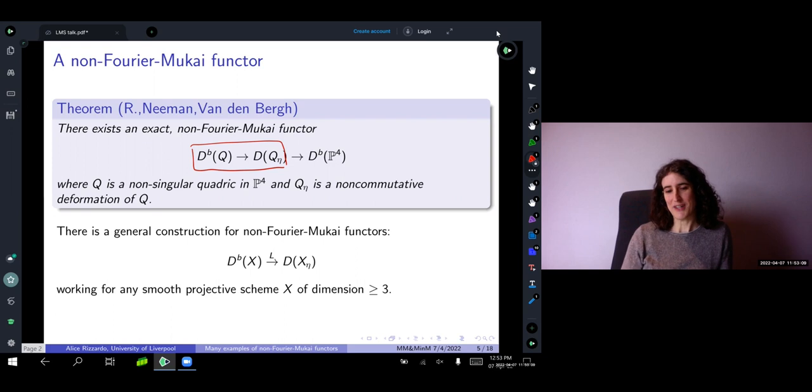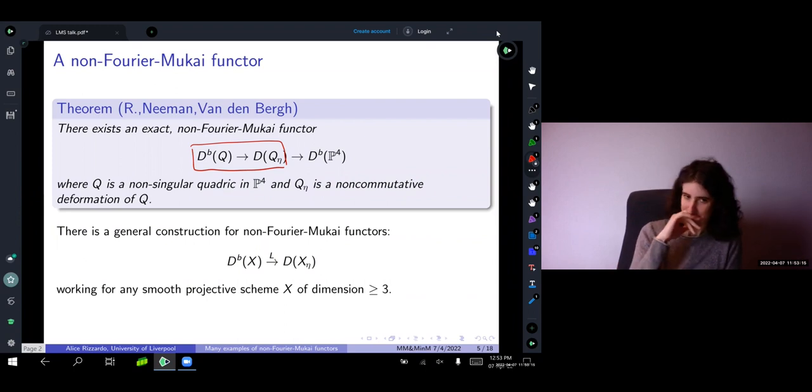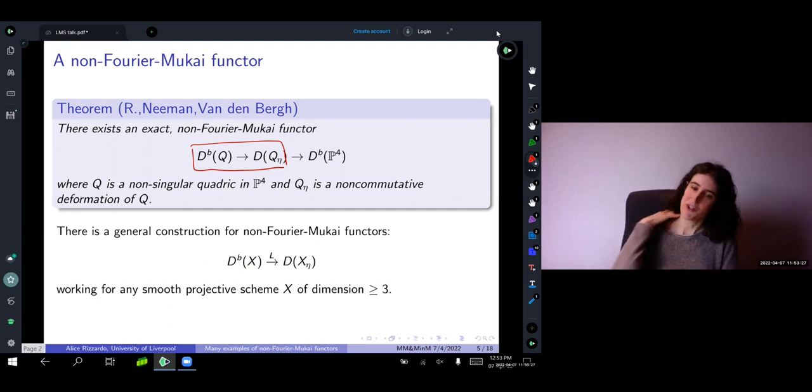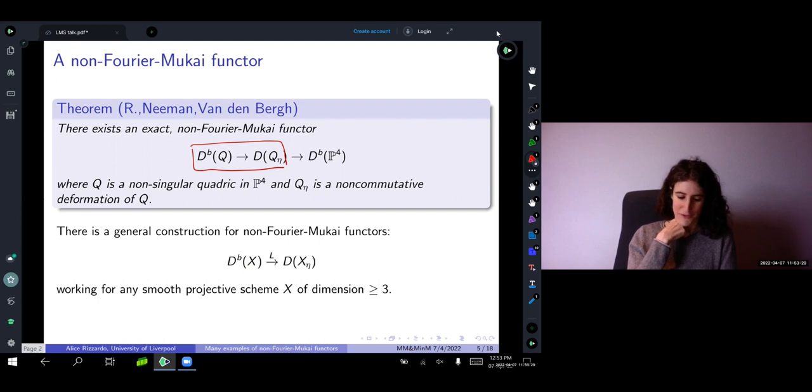But that's not enough, right? Because this D of X eta, I'm going to talk about this a bit more later, but this D of X eta is the derived category of an A infinity category. And so it doesn't really tell us what we need to know, which is how many non-Fourier-Mukai functors there are.